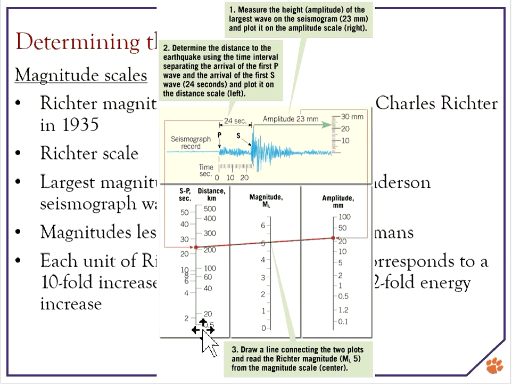Then on the left, we put this 21 second difference, the distance to the earthquake epicenter, on this graph, which lets us know the actual distance in kilometers. Here it's about 200 kilometers away from where the seismogram recorded.